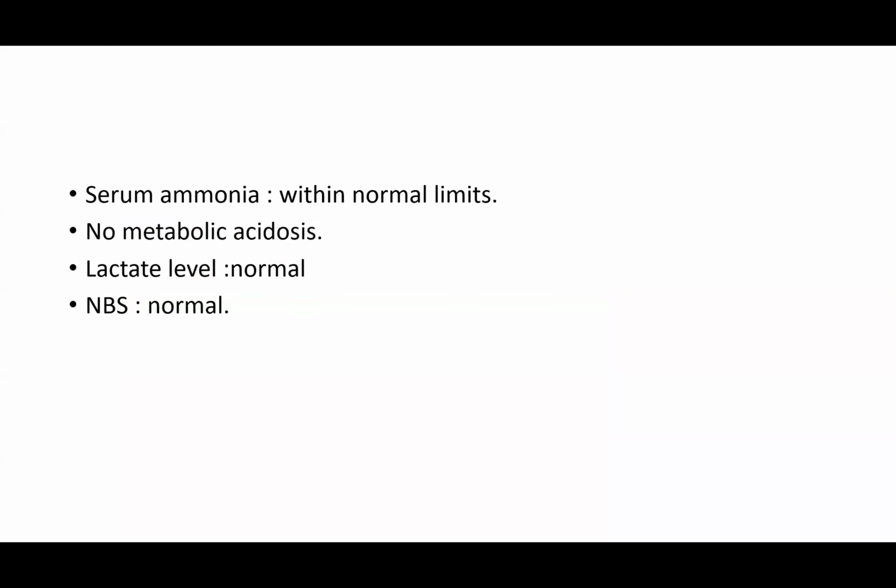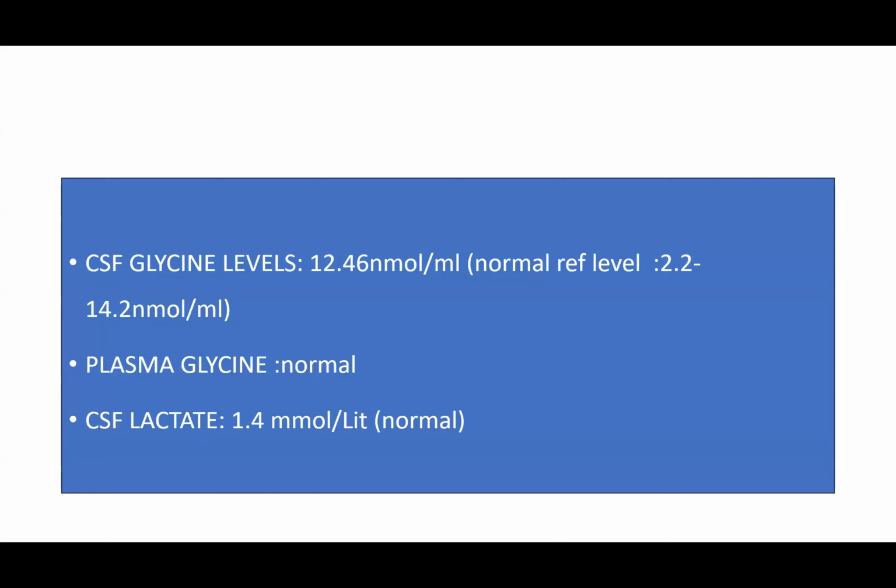Next slide. So to rule out hyperammonemia, serum ammonia was done, but it was in the normal limits. There was no metabolic acidosis and lactate level was also normal. Newborn screening panel was sent, which was also reported as normal. Next slide. CSF glycine levels were done, which were normal compared to plasma glycine, and CSF lactate was also done, which was in the normal limit. So we have ruled out all the metabolic disorders till now.